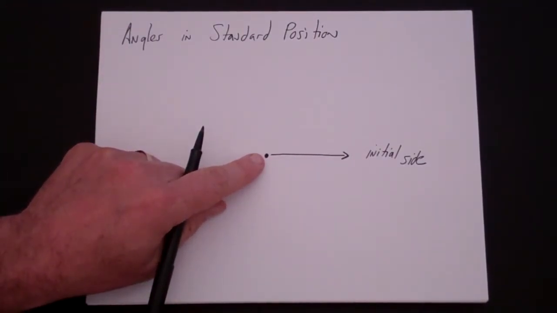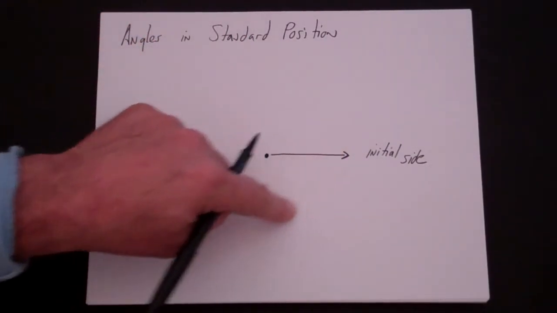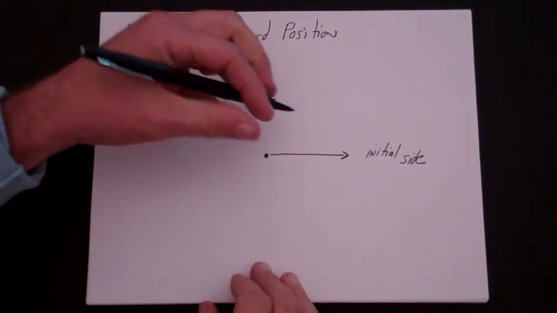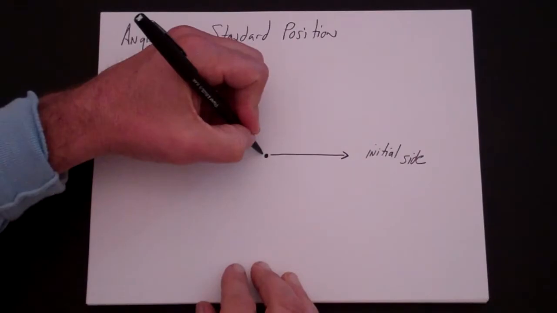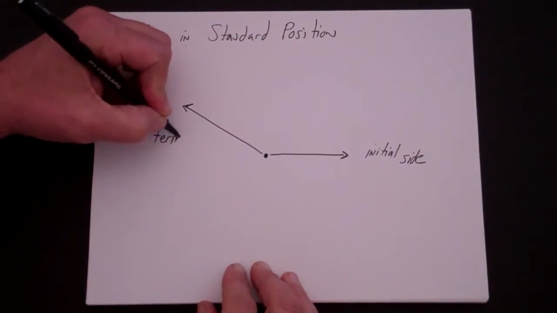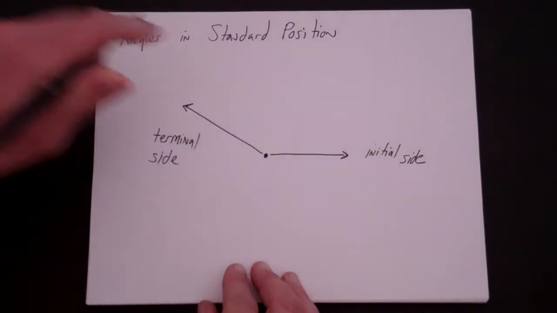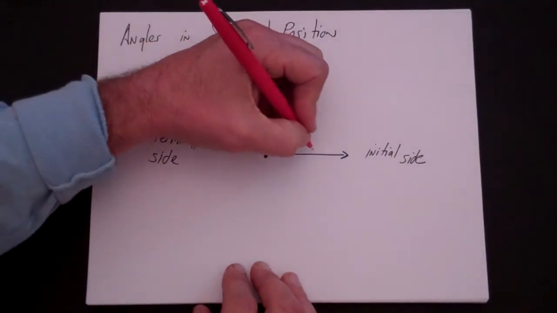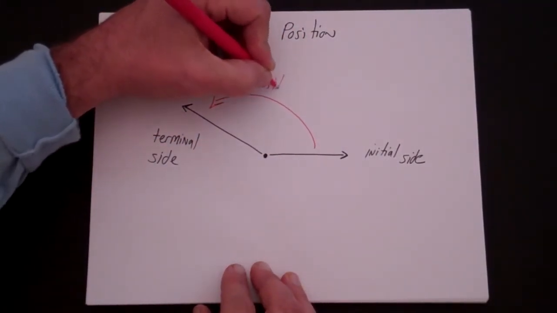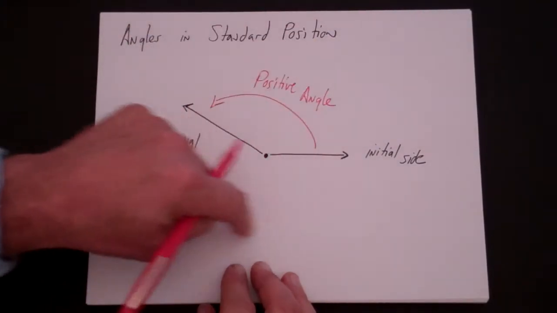Now from this location, we're either going to travel counterclockwise or clockwise. Positive angles will travel counterclockwise, and then they'll have what's called a terminal side. The terminal side is where it ends, and the initial side is where it begins. If you travel in this direction, that's going to be a positive angle. And you can also travel backwards and make it into a negative angle.